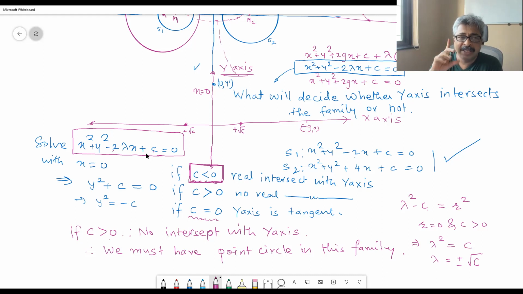Now, the only thing that is required to be done is to find the corresponding equation of the family which is orthogonal to these. Can we find out? Or maybe we will have to do some of this discussion in the next lecture. We will do that.